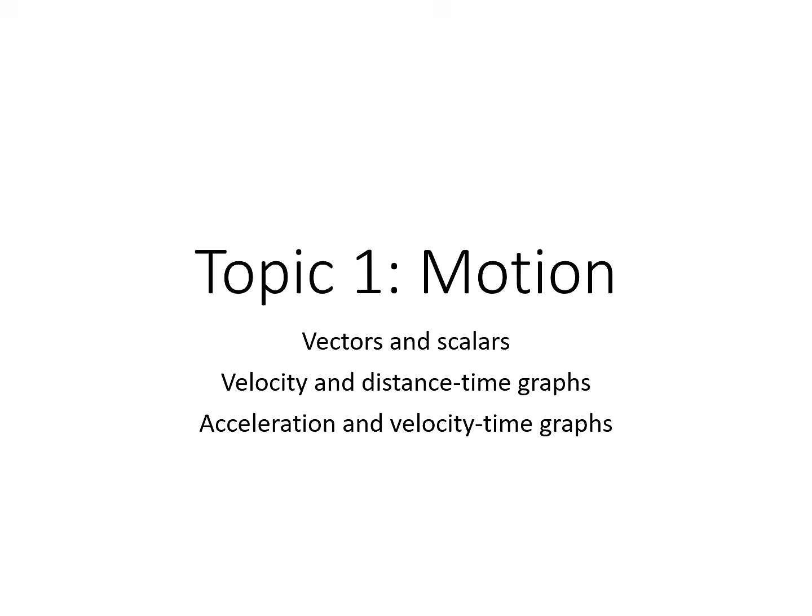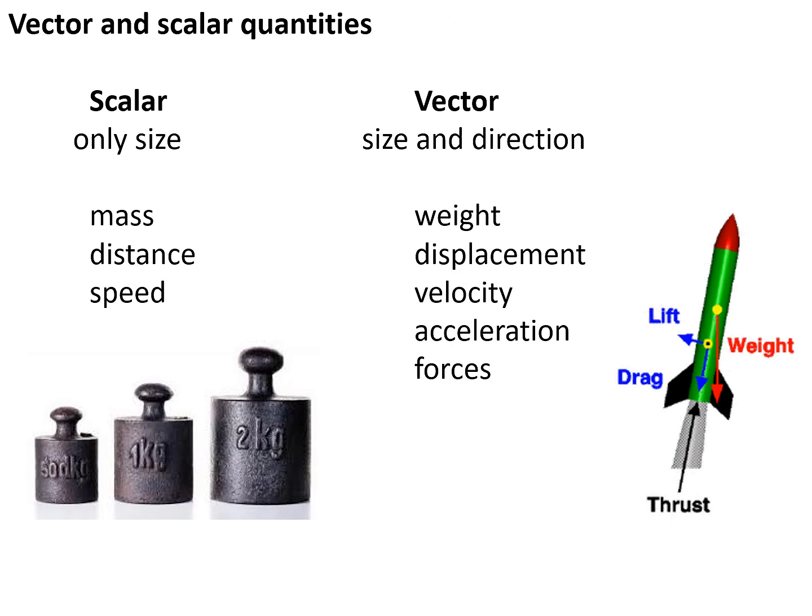Starting with topic 1, motion. It covers vectors and scalars, velocity and distance time graphs, acceleration and velocity time graphs. So, vector and scalar quantities. Scalar quantities are quantities that only have size, for example, mass, distance, and speed. Vector quantities have both a size and a direction, for example, weight, displacement, velocity, acceleration, and forces.